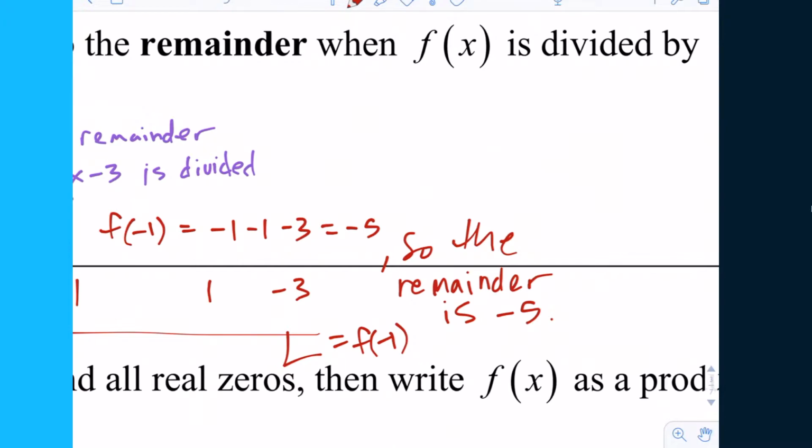That's the remainder theorem. The function value at a is the remainder when you divide by x minus a. And now you have two ways to evaluate the function. Direct substitution or synthetic substitution. Okay, any questions on that?